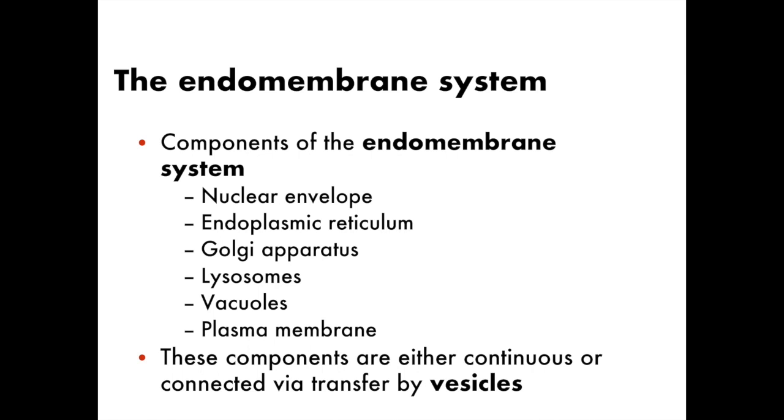The membrane-bound organelles are all hooked together by a system called the endomembrane system, or the membranes that are inside the cytoplasm. The endomembrane system includes the nuclear envelope, the endoplasmic reticulum, the Golgi apparatus, lysosomes, vacuoles, and then the plasma membrane, which surrounds the entire cytoplasm.